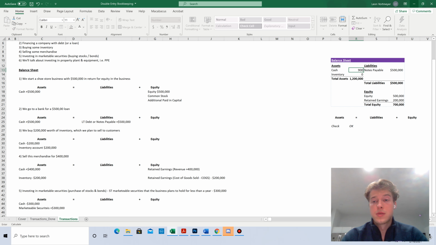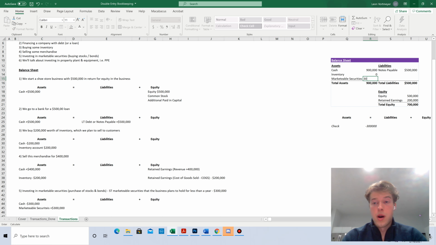So here, cash goes down to $900,000. And marketable securities, which is going to be a new asset, is going to go up to $300,000. We're going to now replace this sum formula to get all of the assets. Notice again the balance sheet balances.